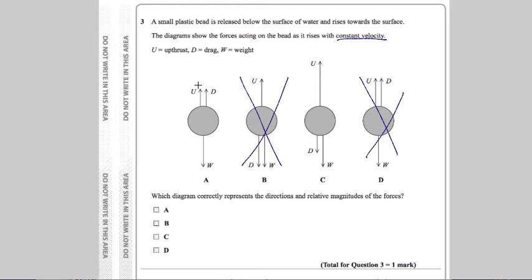Now, the upthrust is always going to be up, and as it is in both of these cases, the weight is always going to be down, as it is in both cases, so the difference is in the direction of the drag. Now, drag will always act to oppose motion, and if it is rising, motion is going to be upwards, so drag is going to be downwards, so it must be C.